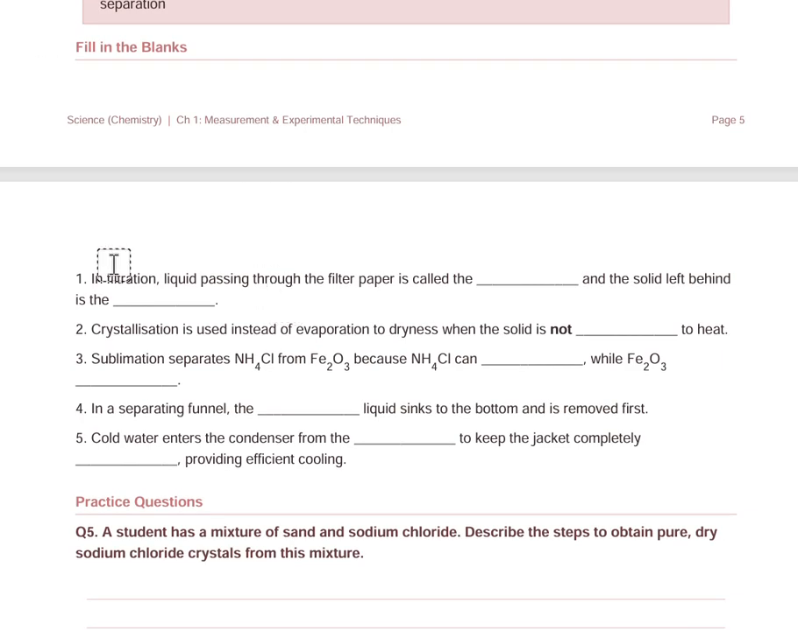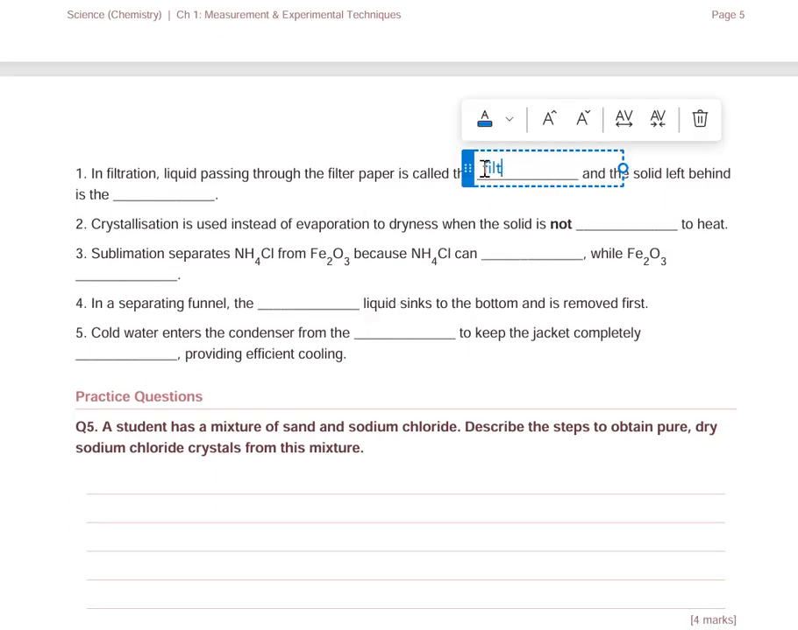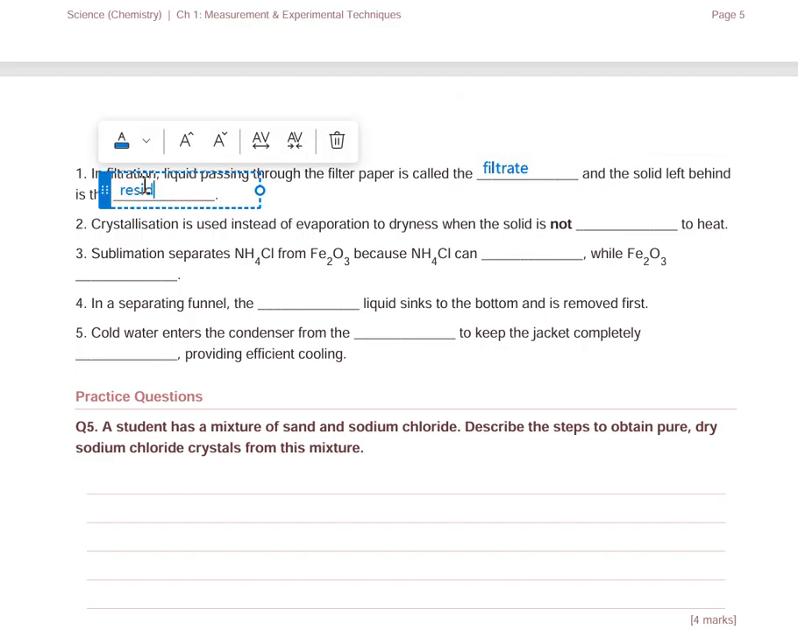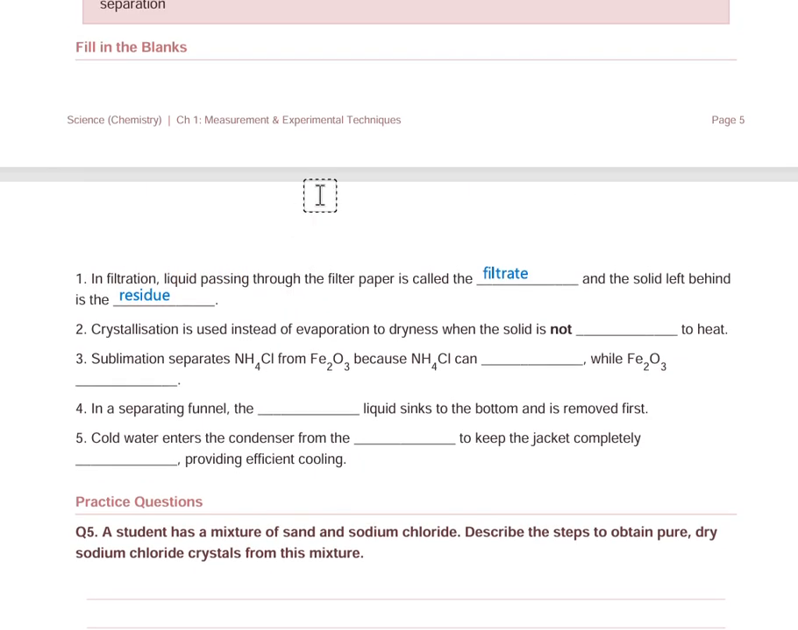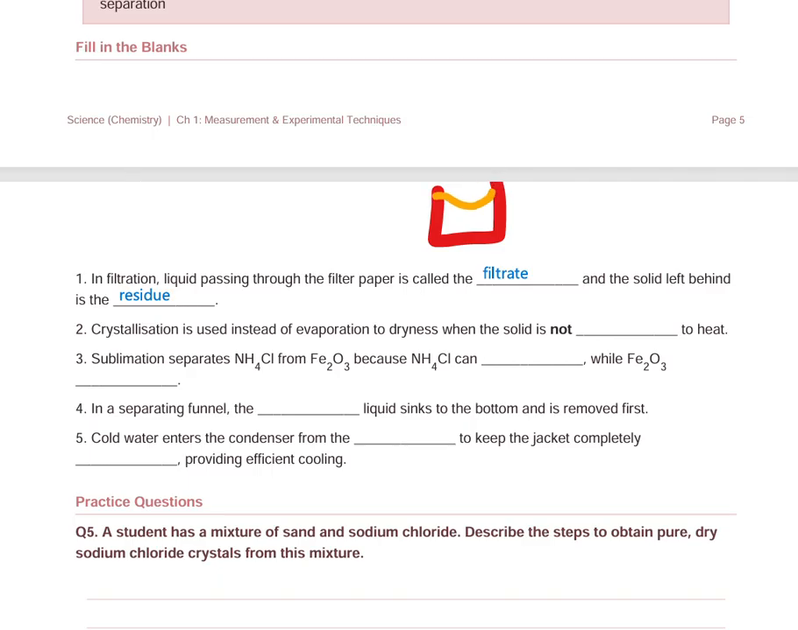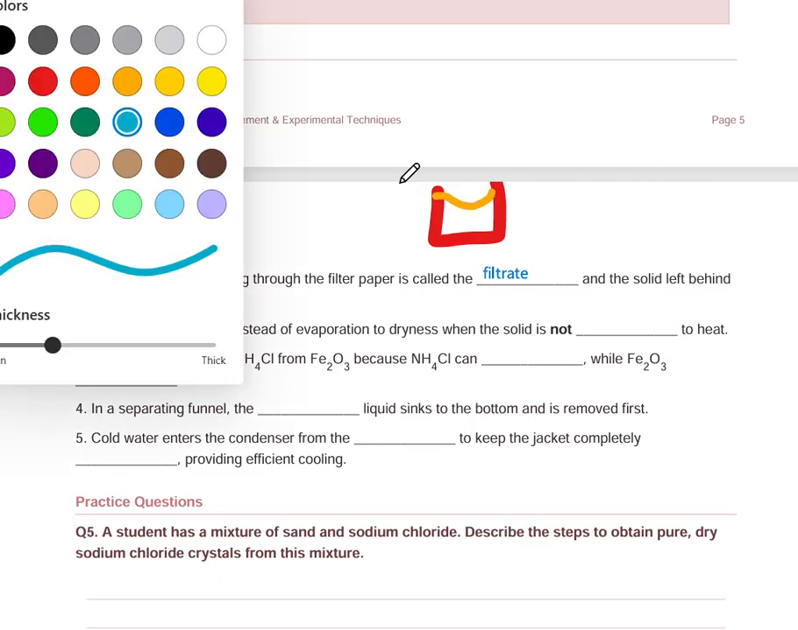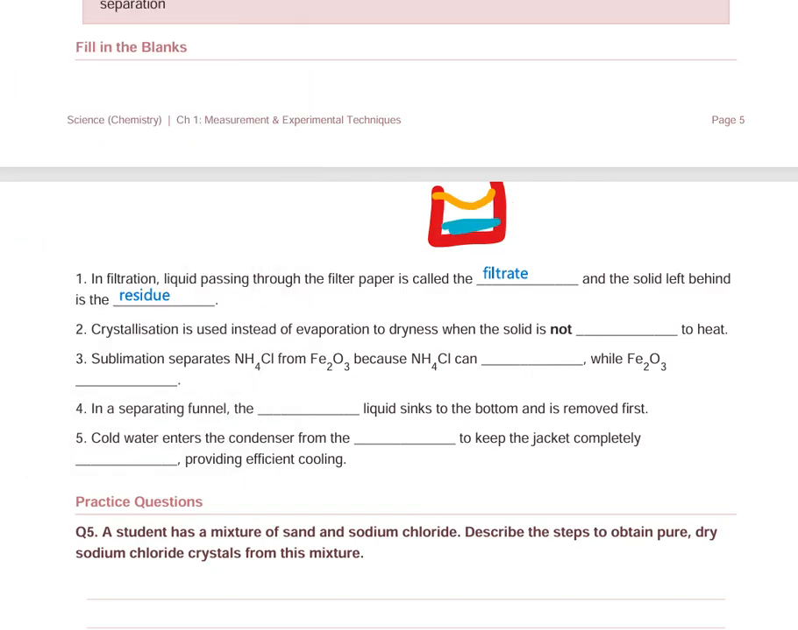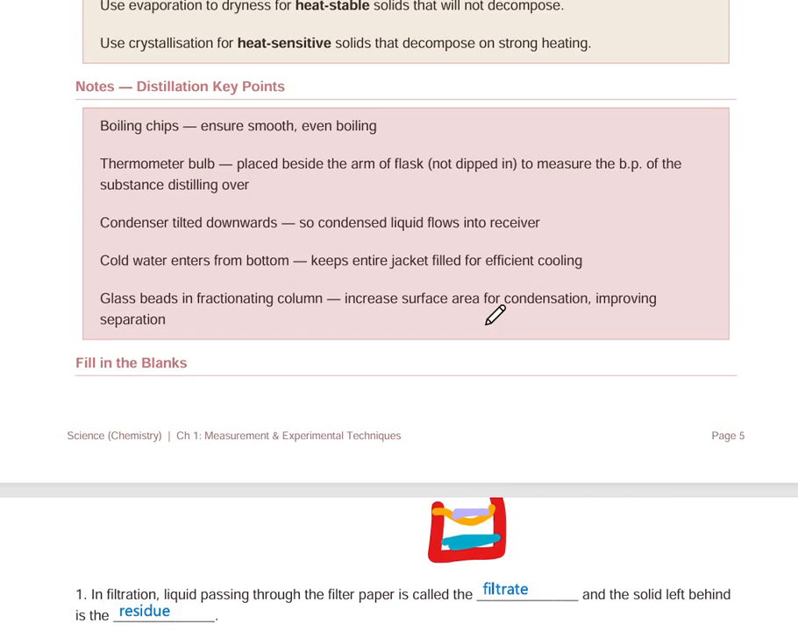So let's continue with our fill-in-the-blanks question. In filtration, the liquid that passes through the paper is the filtrate, and the solid left behind is the residue. Obviously they are two different things. So it's like the diagram, where we'll have these things, downstairs over here, and also things over here. Actually, this is the filtrate, I think. Let me check.